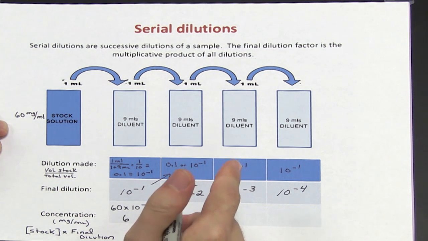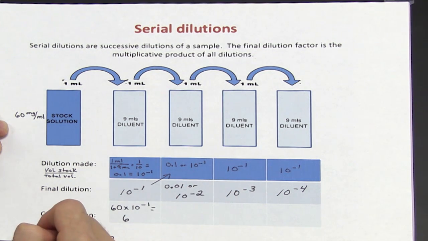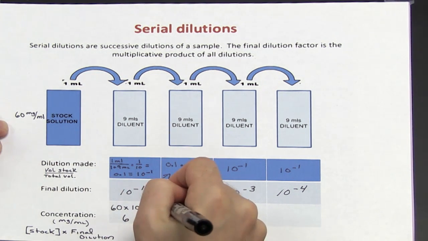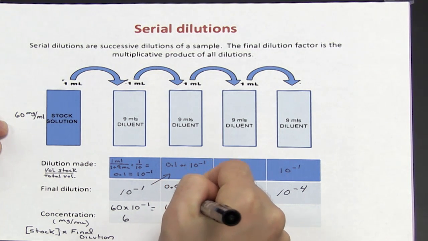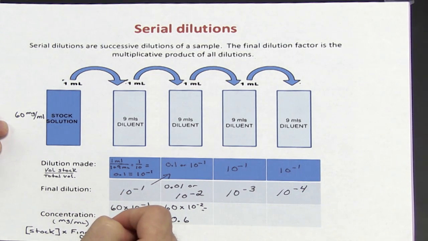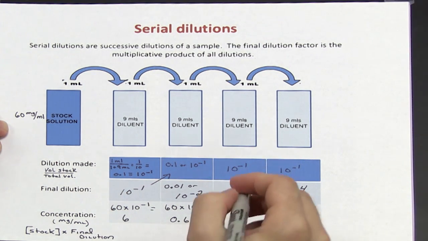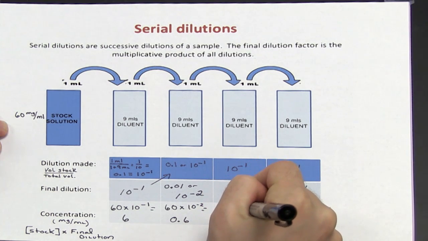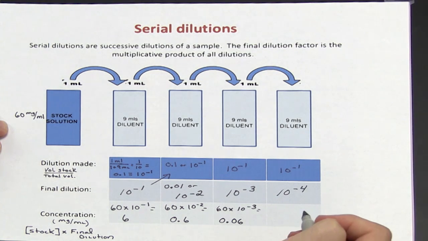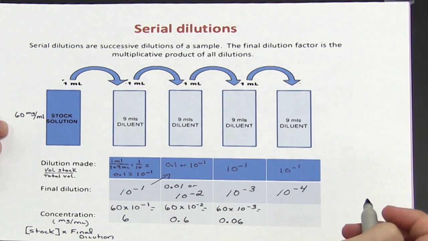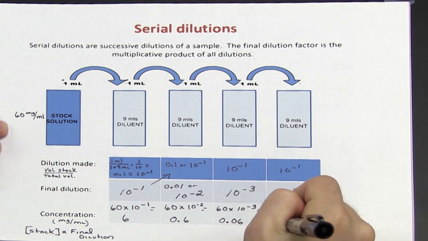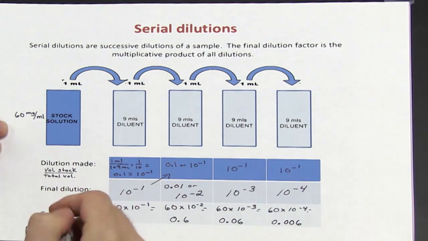The concentration in this vial will be, again, the stock concentration, 60 mg per mil, times 10 to the minus 2. 60 times 10 to the minus 2, which gives me 0.6 mg per mil. I can do the same thing with this concentration, so that will be 60 times 10 to the minus 3, which is 0.06 mg per mil. And finally, for the 10 to the minus 4, that would be 60 times 10 to the minus 4, which is 0.006 milligrams per mil.